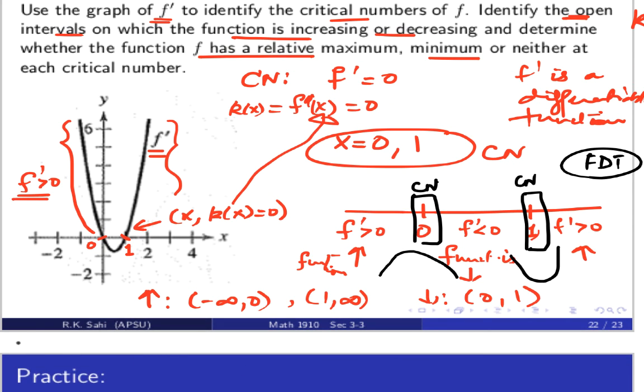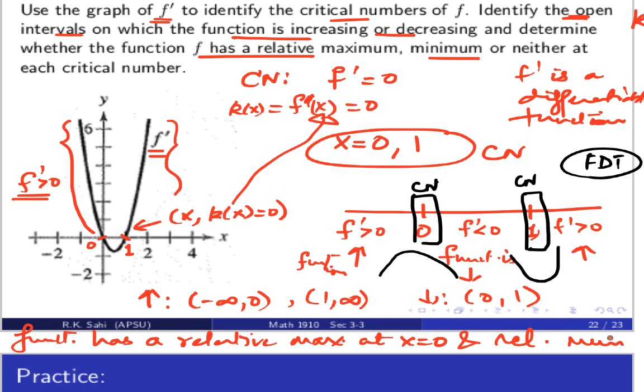So let's write it down. The function has a relative maxima at x equals 0. Remember, I'm not writing the point because I would need to find the original function. If I am unable to do so, I'm just going to say x equal to 0. This is the original function, not this function. This is f prime, the derivative of the function. And it has a relative minima at x equals 1.